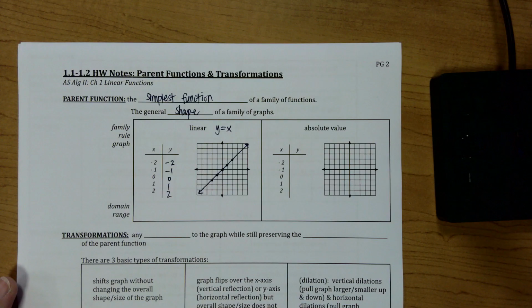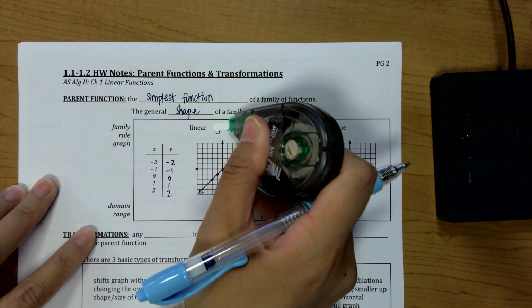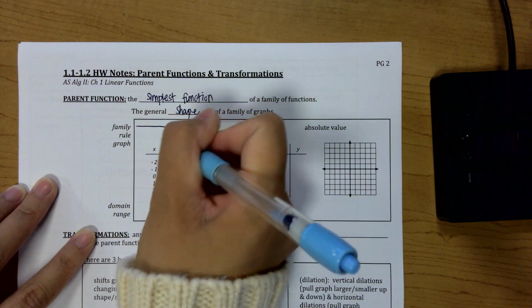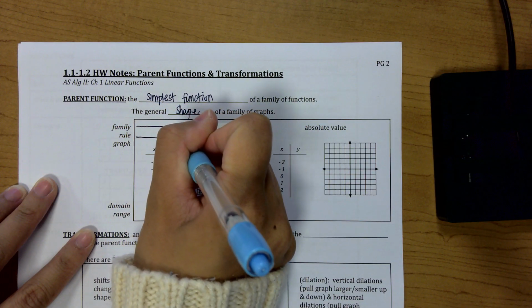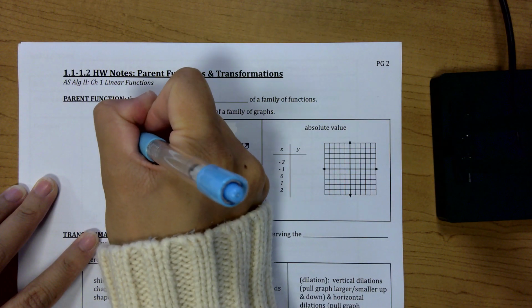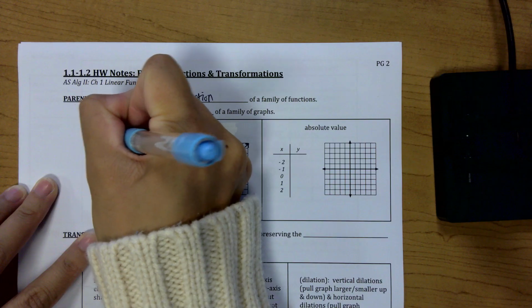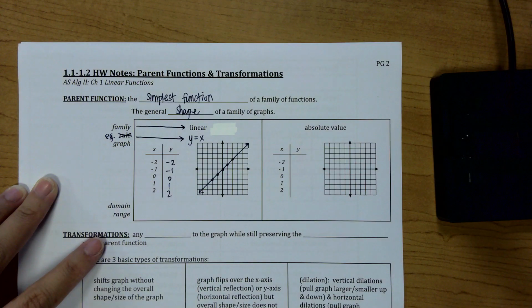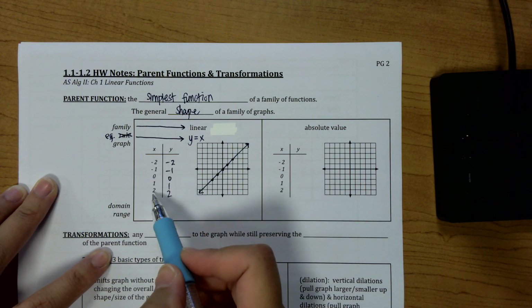And let's talk about then domain and range. Oh, sorry, I should put this in the right place. So the family name is linear. Apologies. I realize why I had this underneath. The equation, I should not say rule, maybe equation, is y equals x. Okay. And here's my graph with the table of values.